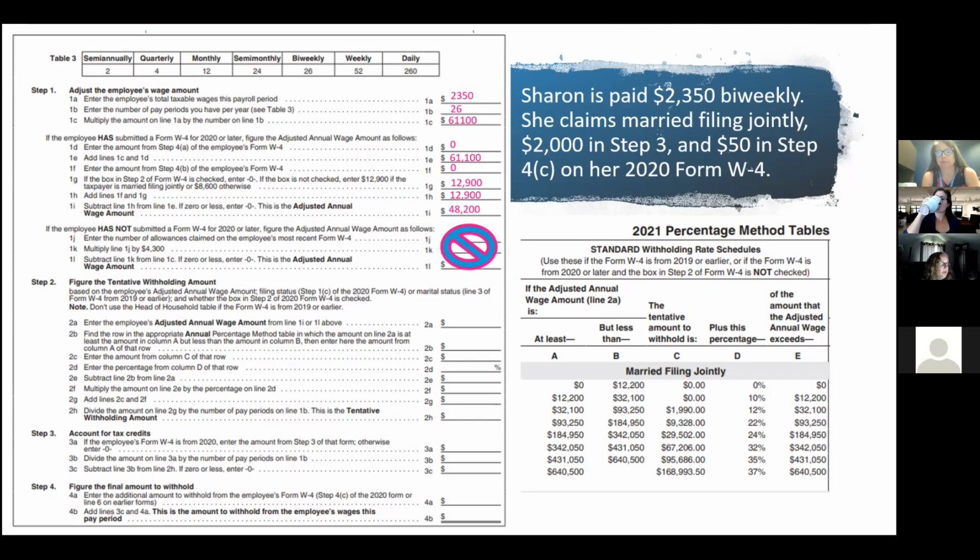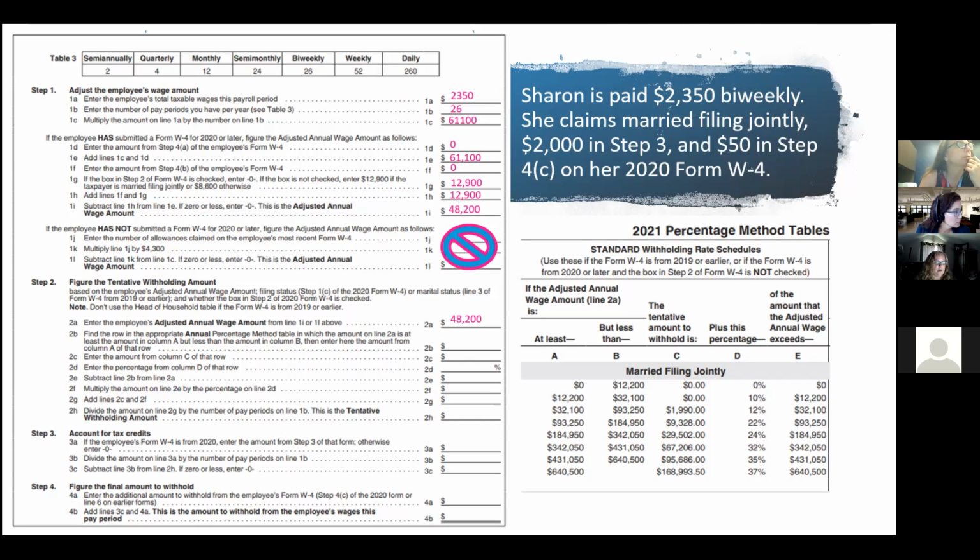Okay, so the next part is step 2, and we're going to figure out the tentative withholding amount based off of the information that we have. So line 2A says enter the employee's adjusted annual wage amount from line 1I or 1L above. We're using 1I because they're using a Form W-4 from 2020 or later. So we're going to go ahead and just enter 48,200 on that line.